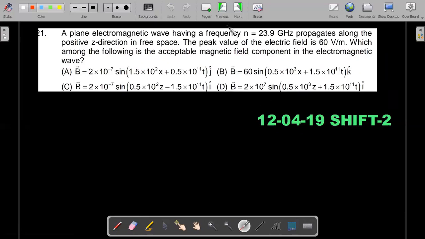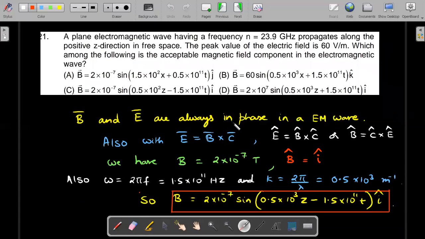Right, let's move forward to the solution. I have actually done more questions on EM waves in the last two videos than anything else. That should give you a good idea of how to solve these questions. So I told you already, B and E are always in phase in EM waves. Therefore, whatever is the phase function of B should be the same phase function of E. Phase function means whatever is inside the sine.